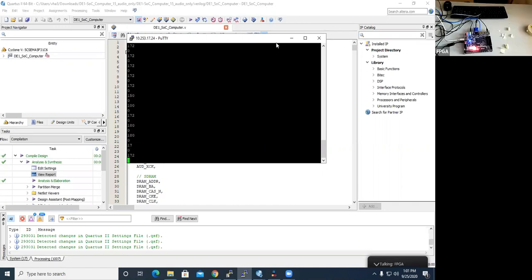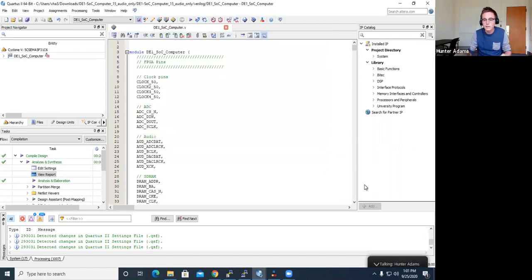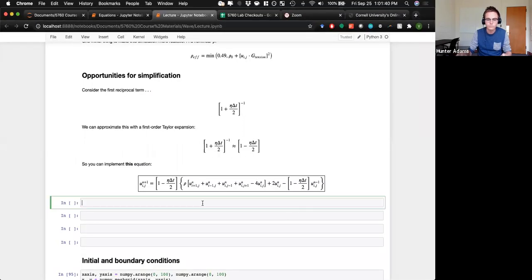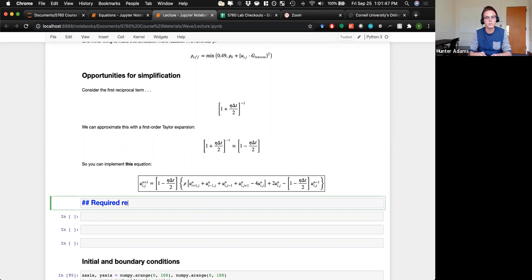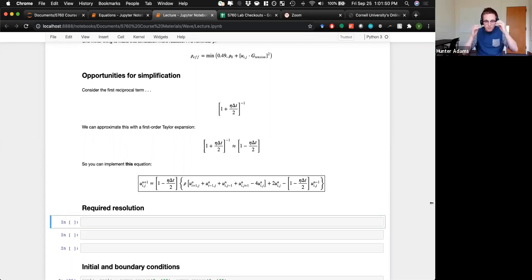But 172 is about the limit. So, some things to think about as you're doing this. Well, okay, let's just continue this conversation, and then I'll talk about that. So, required resolution. The question is, how many bits do I need? How many bits should I use to represent the state of each node in order to capture all of the audio effects that I want, but without carrying too many?